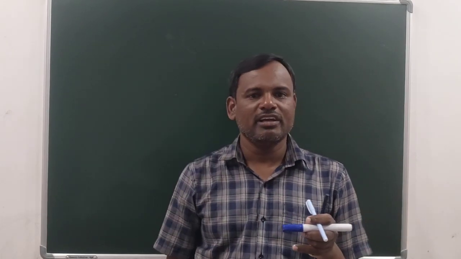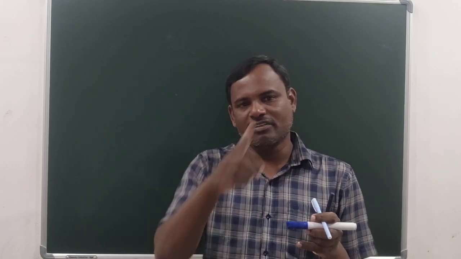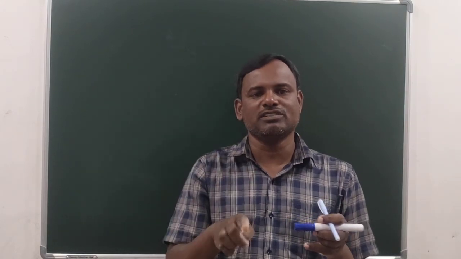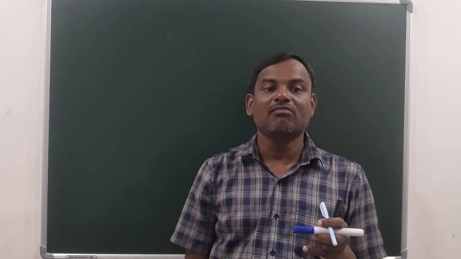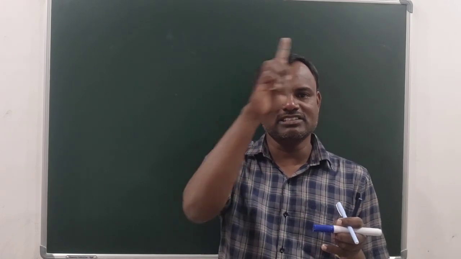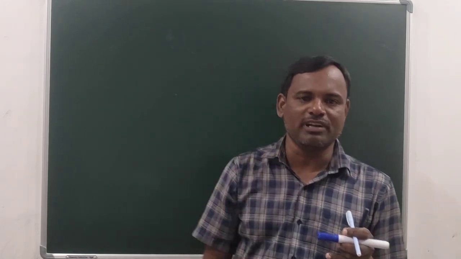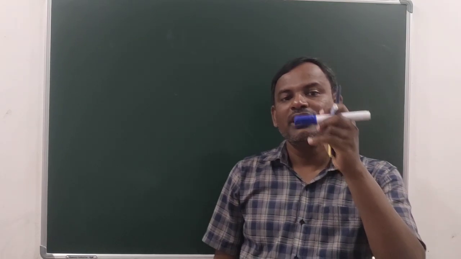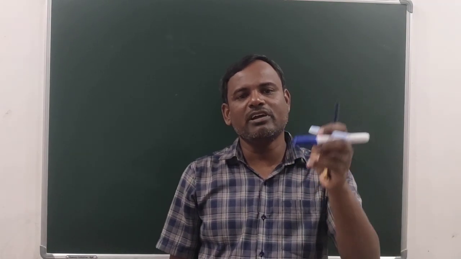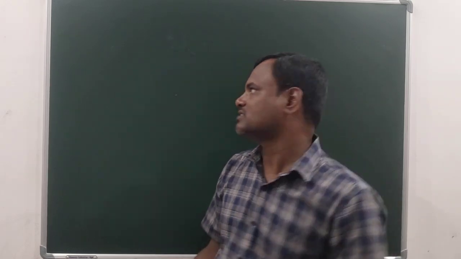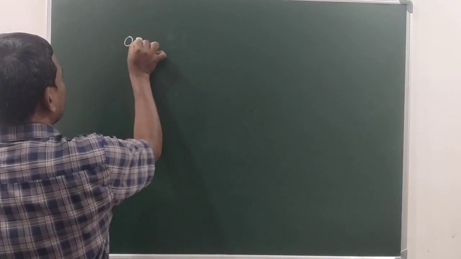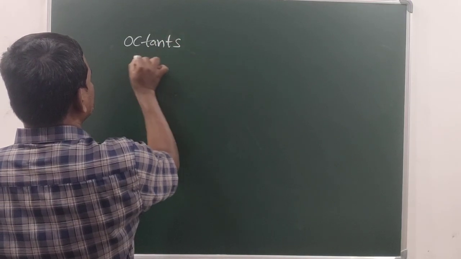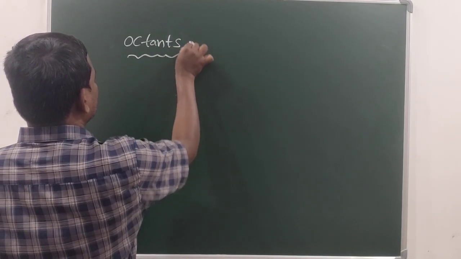In 2D geometry, we divided the plane into 4 parts. We called them quadrants there: first quadrant, second quadrant, third quadrant, fourth quadrant. Like this, here we divide the space into 8 parts, which we call octants. What do we have to say? Octants.